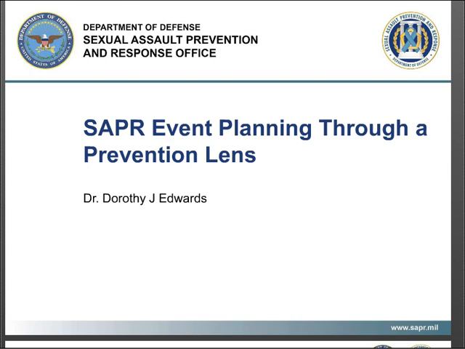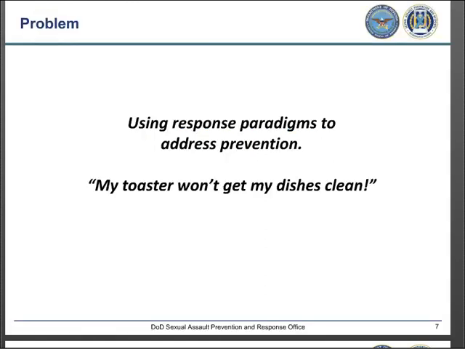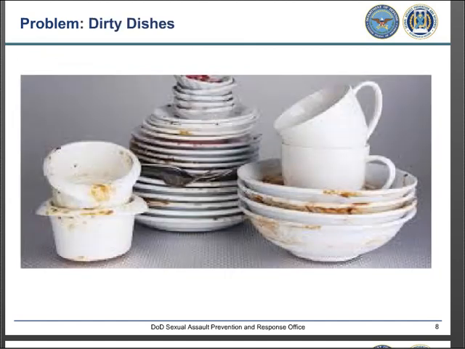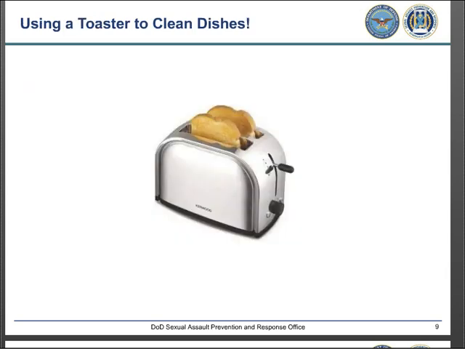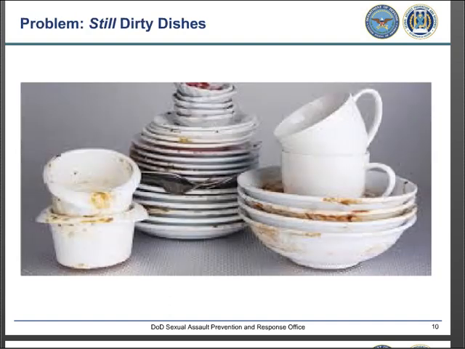So what I want to do is give you a way to think about it that has grown near and dear to my heart. I call it my toaster won't get my dishes clean. To help you follow the metaphor, the dirty dishes are sexual assault, and we need to get our dishes clean. We need to do prevention, right? So we looked around our kitchen and found the appliance that we already know works. It's an appliance we've already been using, and it gets our toast golden brown each and every time. We went to our response appliance and said, okay, I'm going to use this appliance on my dishes and get those clean. And unfortunately, the toaster didn't get those dishes clean.